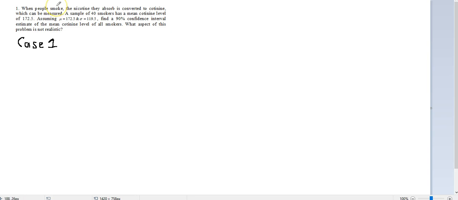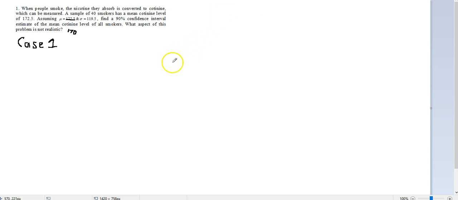I'm going to change this, I'll use my red up here. So we are going to change that to 170, and the sigma is going to be 119.5.